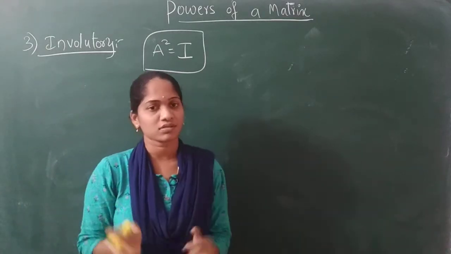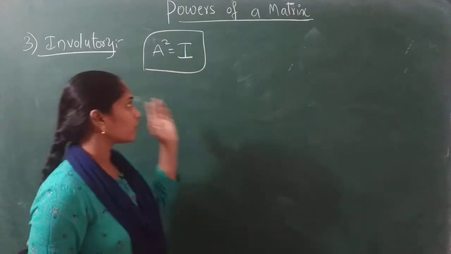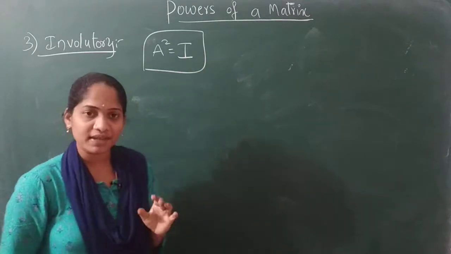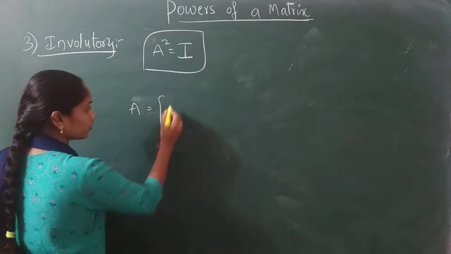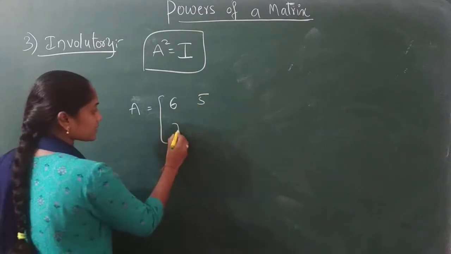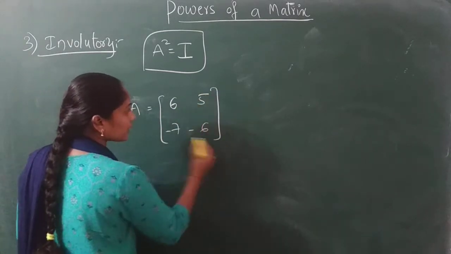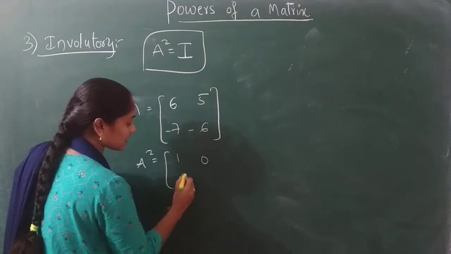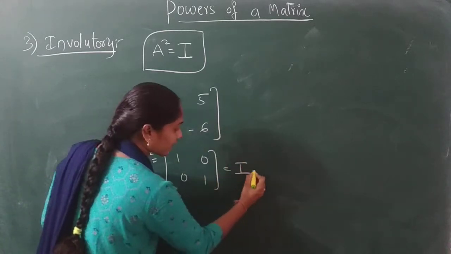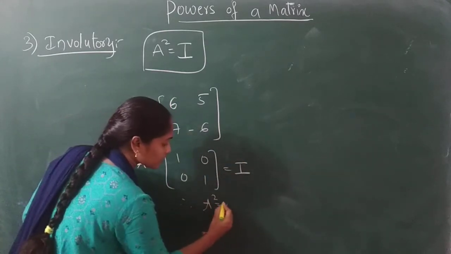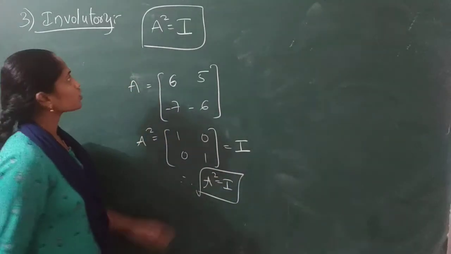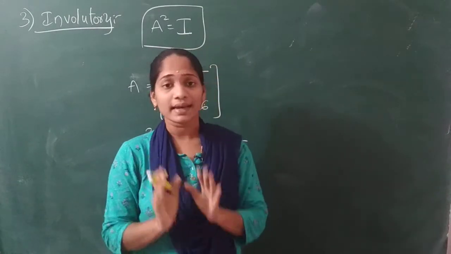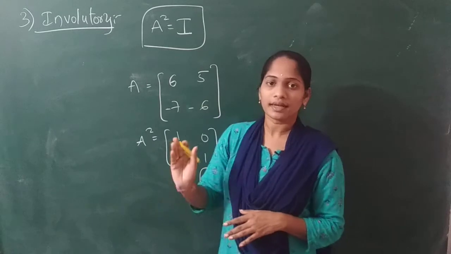You have to take a square matrix. So for that square matrix to be involutory, that matrix A twice, that is A square, should give us I. For example, let's take A equal to some 6, 5 and consider 7, 6. If you do A square, double times, you get the identity matrix. This is our I. So therefore if A square equals to I, then we can say this matrix is known as an involutory matrix. So here how many definitions have we got: idempotent, nilpotent and involutory.